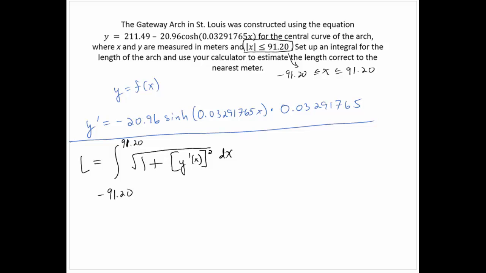All right, and so now we would use the calculator, and so this is not fun to enter in the calculator, but if you do, you should get about 451 meters. All right, that concludes this presentation.